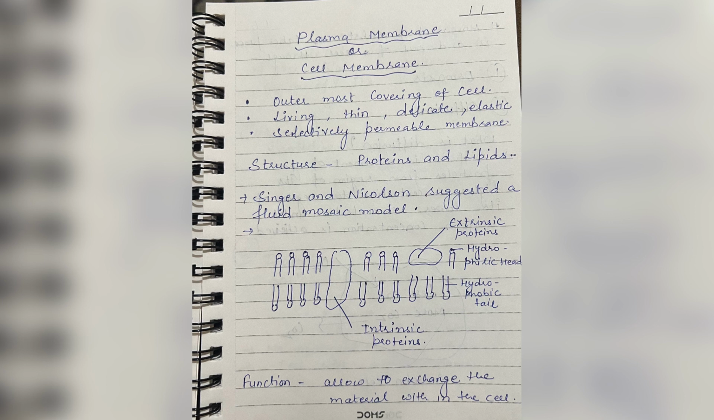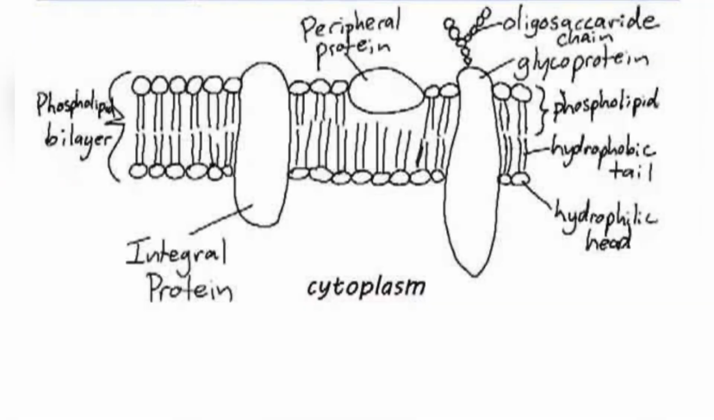Fine. So there is a bilipid layer, a phospholipid layer, and the round portion in the bilipid layer is known as the hydrophilic head, and the tail is known as the hydrophobic tail. The function of the plasma membrane is to allow the exchange of material into and out of the cell. Here is one more diagram which gives us more clarification about the plasma membrane. Here is the phospholipid bilayer, with head and tail portions, and the proteins are present here, both types of protein, the integral and the peripheral proteins.